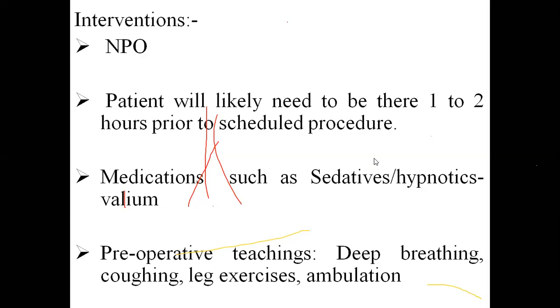Then patients will likely need to be there 1 to 2 hours prior to the scheduled procedure. So you encourage patients to come in before the procedure so that the patient will be relaxed and calm. Then medications such as sedatives and hypnotics can be given preoperatively. For example, Valium can be given preoperatively to calm patients down, to allay their anxiety before a surgery.